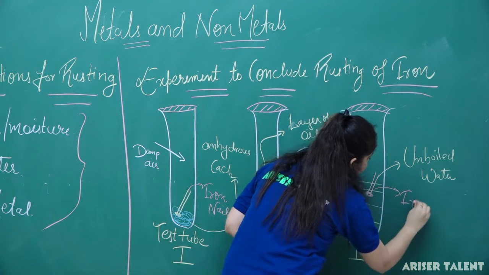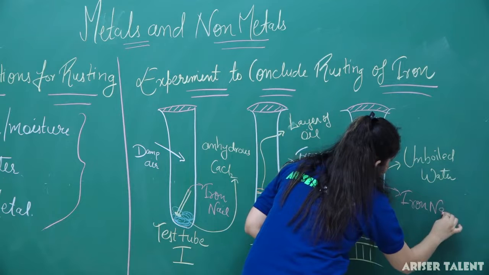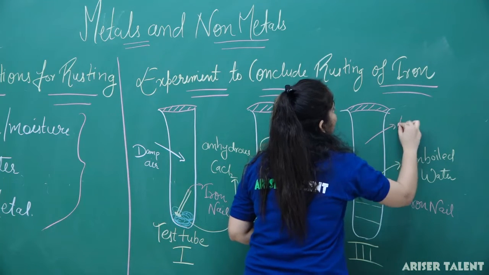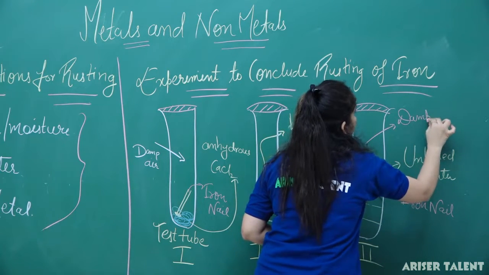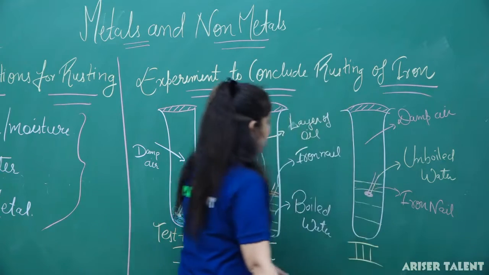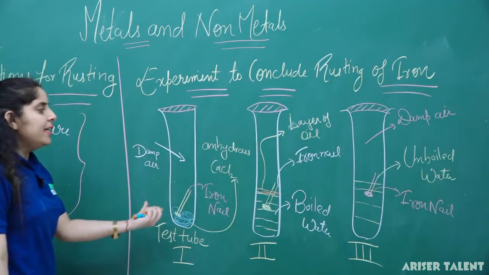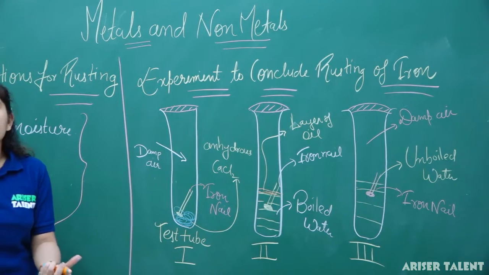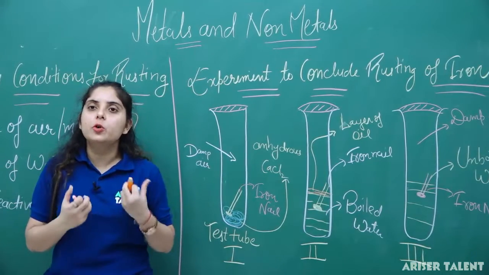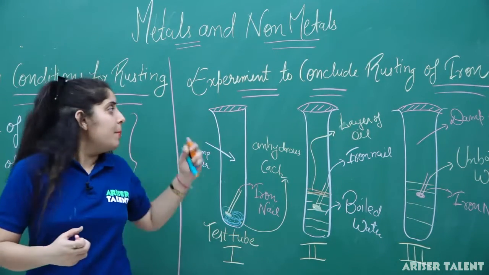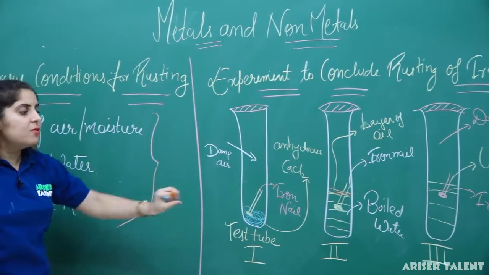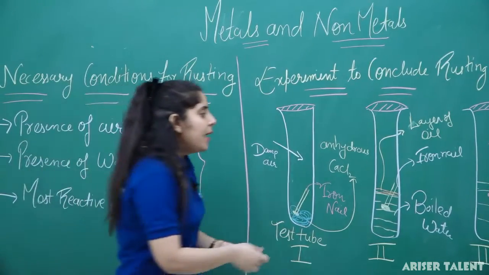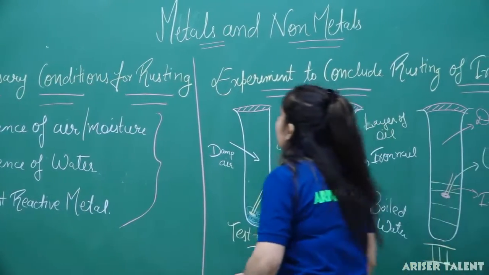This will be our iron nail and the damp air is already present in this test tube. So, we have taken the 3 test tubes with different conditions along with different substitutes. Now, I am writing here the 3 constituents we have taken in the different test tubes, and we will see the observation after a few minutes.